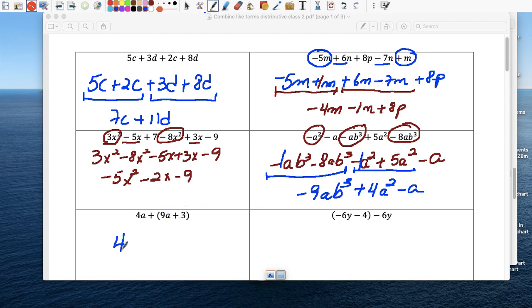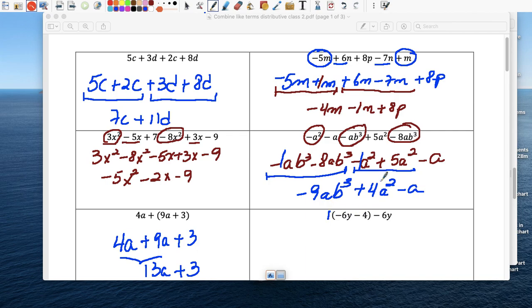So 4A, so the first thing I'm going to do is remove the parentheses, and to remove the parentheses, I gotta make sure I adjust any signs of the terms inside the parentheses. In this case, I don't, so it's just plus 9A plus 3. Now I'm ready to combine. I get 13A plus 3.